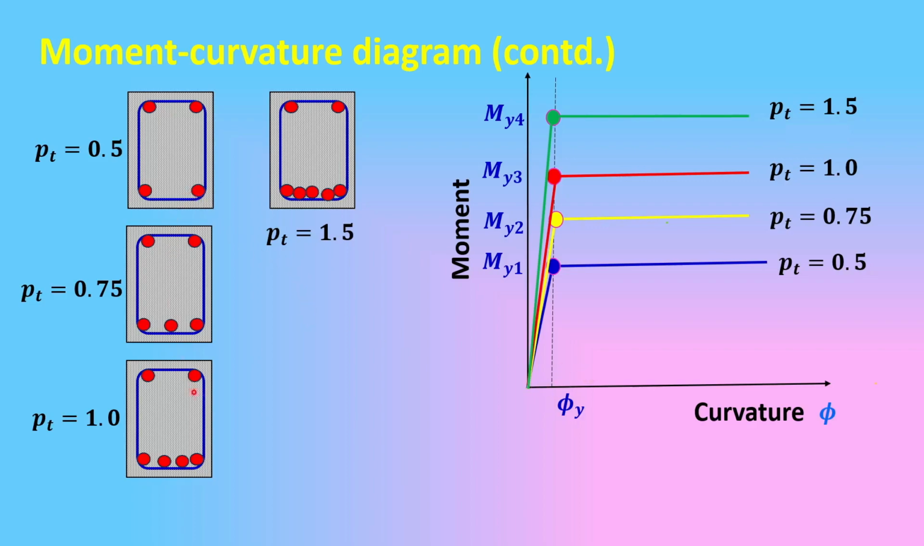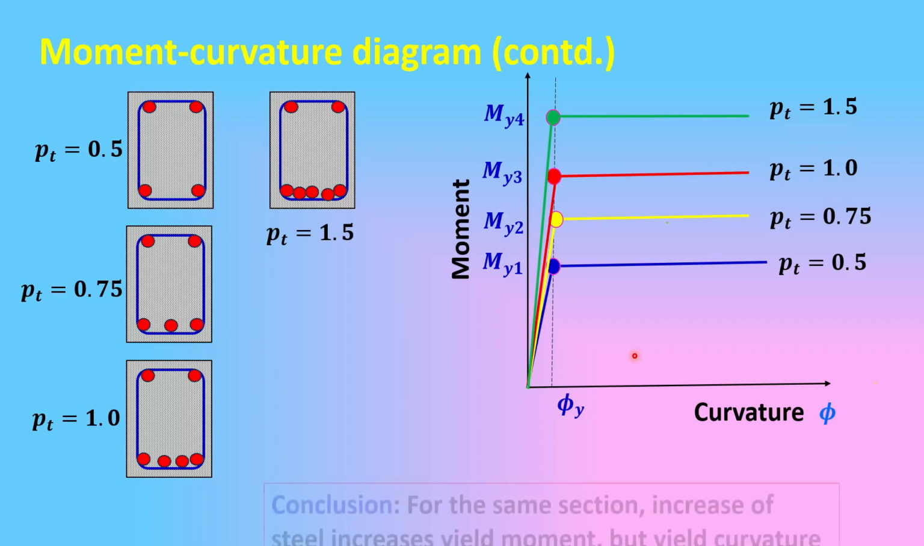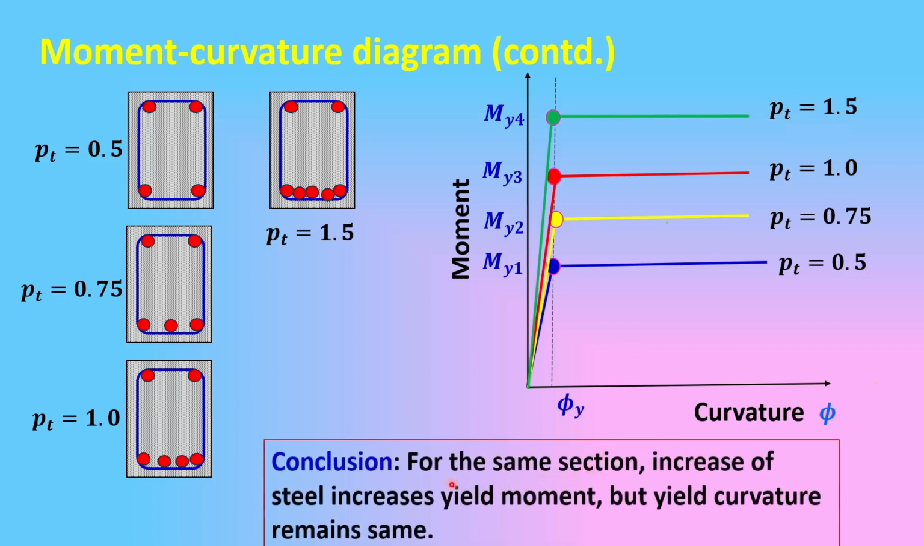But if you go on increasing the steel amount or increasing the strength of the section, then the yield moment is gradually increasing, and side by side the slope of the lines are changing. We have seen in the previous slide that the slope of the line indicates the stiffness. So we have this conclusion: for the same section, increase of steel increases yield moment, but yield curvature remains same. This is what we have found here.